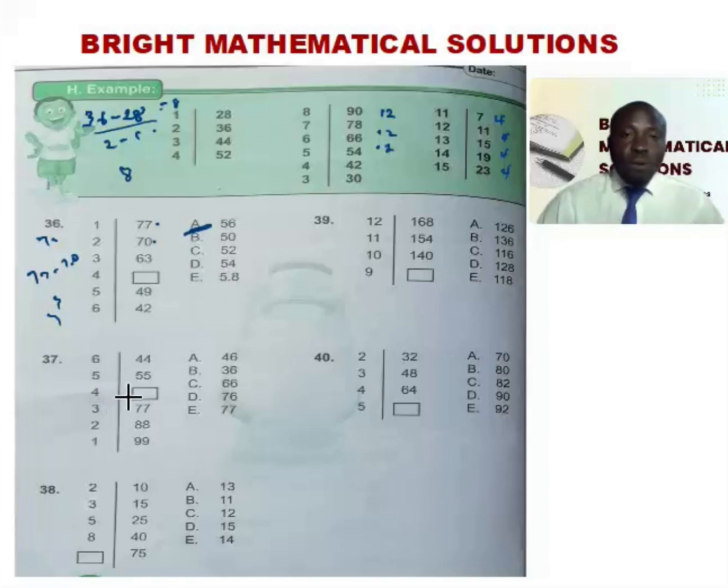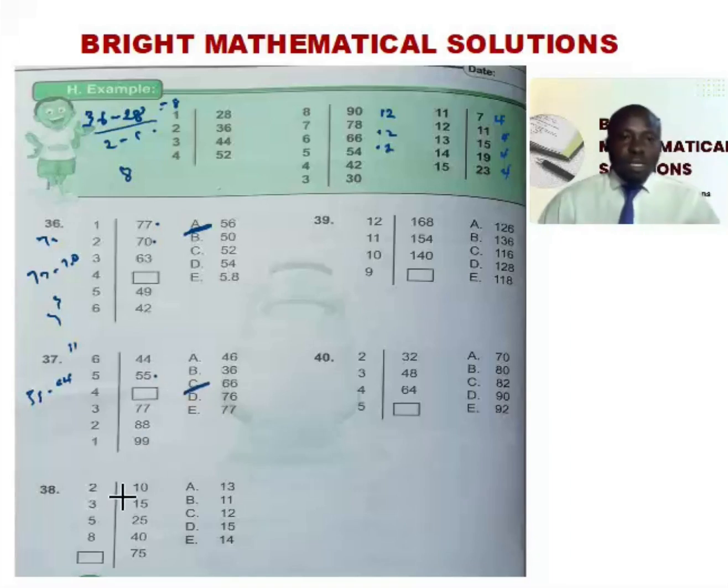Let's look at the second one. So this one is decreasing while this one is increasing. So 44 and 55. So 55 minus 44. So that gives us 11. Let's look at this one. 77 and 88. So the difference as well is 11. So 88 and 99. The difference as well is 11. So let us add 11 to 55. So that gives us 66. So our answer here is C.